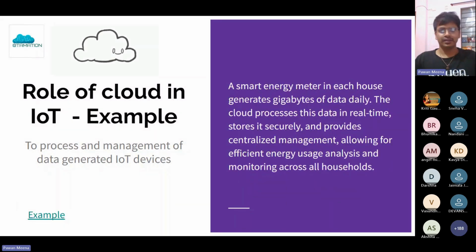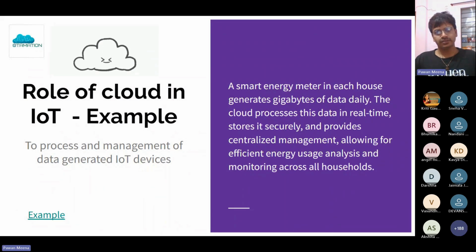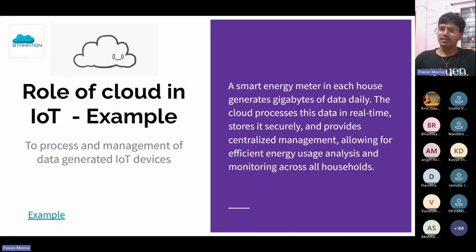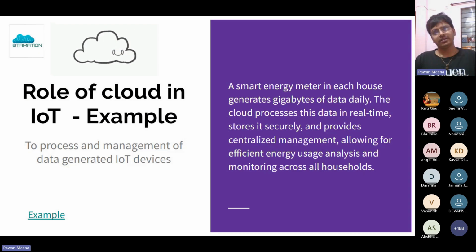Next, we are taking one example of processing and management of data generated by IoT devices: a smart energy meter. As we took the example, a smart energy meter in a house generates gigabytes of data daily. The cloud processes data in real time and stores it securely, providing a centralized system, allowing for efficient energy analysis and monitoring of the whole household.